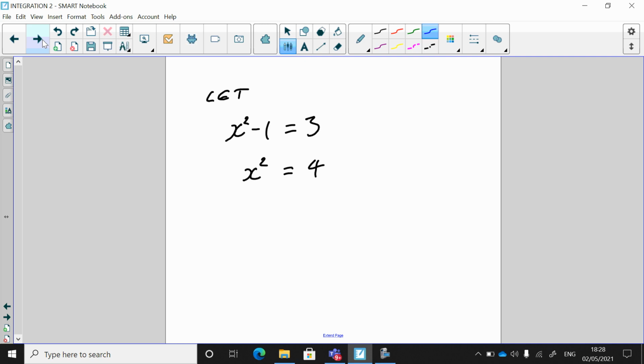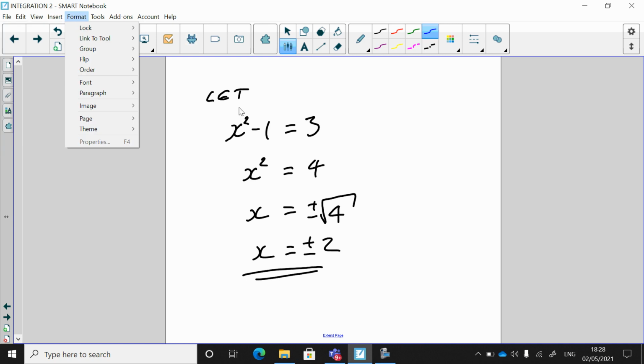So we're going to solve that. x squared equals 4. How are you going to solve that? You've got various methods. Take the square root. If you take the square root, you need to remember, because we're not dealing with lengths here, that's two possibilities, positive or negative. So the answer is going to be positive or negative 2.